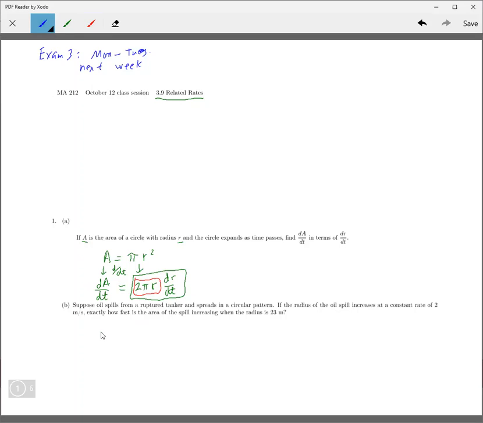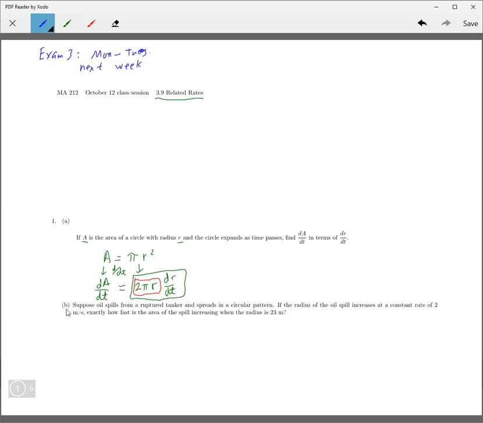So basically the way to do related rates is to find the equation involving the variables, and then take the derivative with respect to the variable that you want, that's the dt here, and then solve for whichever you want.